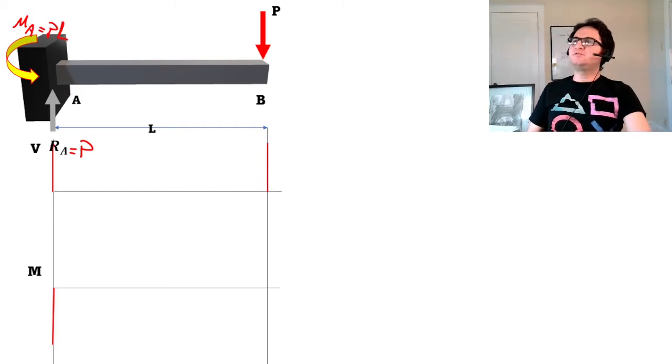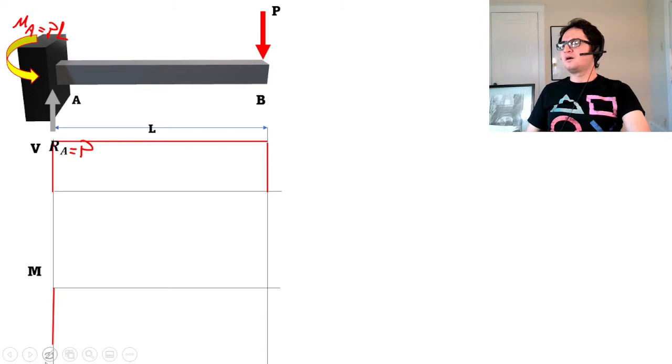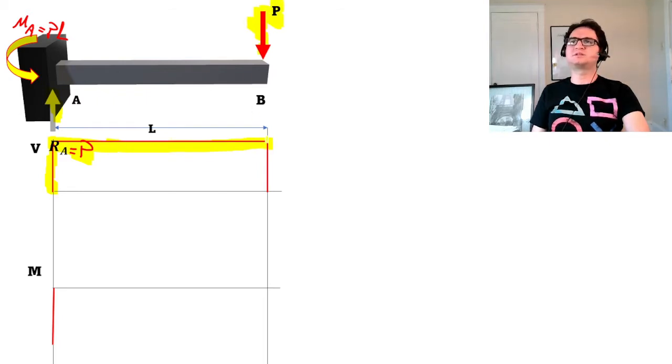If you want to draw the shear diagram, you just come up by the amount of RA, which is P, and as you travel to the right side, there is no force to contradict you, and all of a sudden at B there is a downward step with the amount of the concentrated load P.